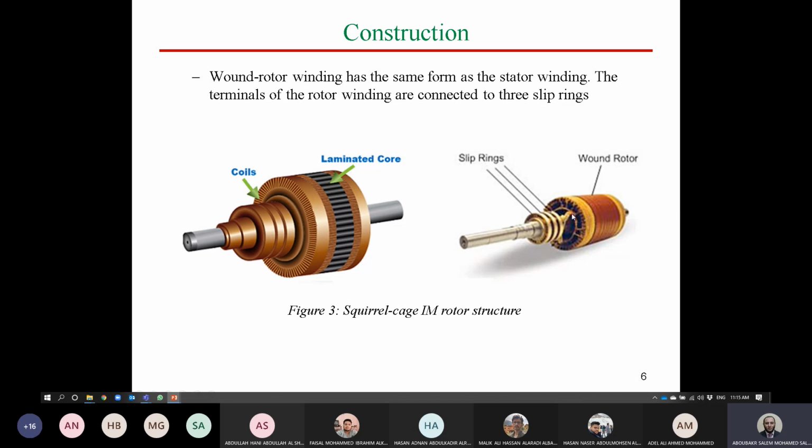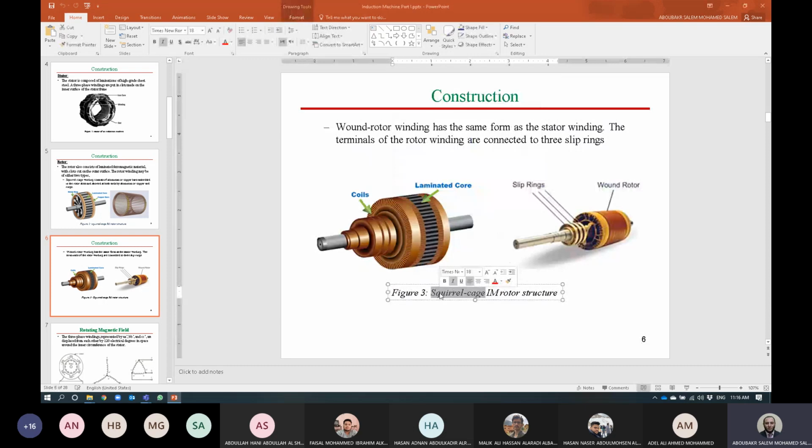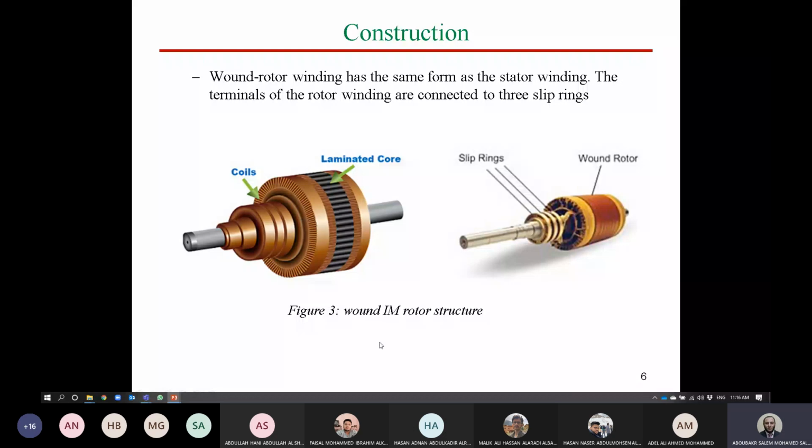But for now, you have to understand that the three coils or three-phase windings are wound type and soldered on three different rings. Each ring will be considered as one phase. So this is the shape of the wound rotor, not squirrel cage. So this is the wound induction motor type.